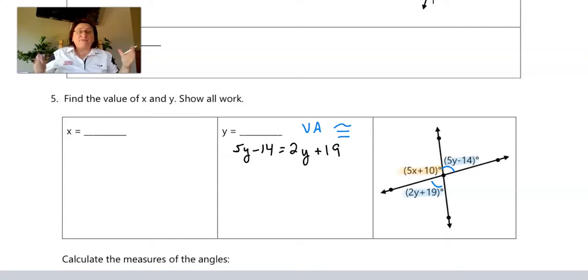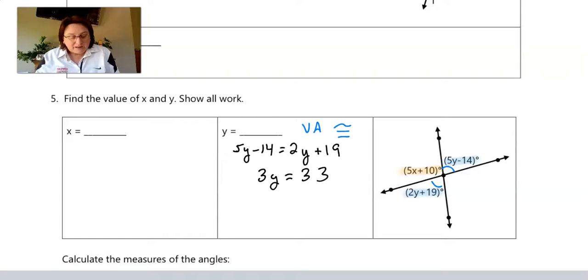Okay, let's see how you did. First of all, did you set up the equation that, guys, they are equal to each other? So if they're congruent, we're going to set them equal to each other, and then we're going to combine our like terms. So I move the 2y to the other side. That leaves me with 3y. I move the 14 to the other side, so I add 14 to either side, and that gives me 33. And then when I divide through by 3, y equals 11. Did you guys get 11? Okay. All right.